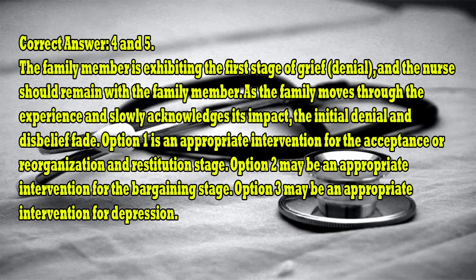Correct answer, 4 and 5. The family member is exhibiting the first stage of grief, denial, and the nurse should remain with the family member. As the family moves through the experience and slowly acknowledges its impact, the initial denial and disbelief fade. Option 1 is an appropriate intervention for the acceptance or reorganization and restitution stage. Option 2 may be an appropriate intervention for the bargaining stage. Option 3 may be an appropriate intervention for depression.